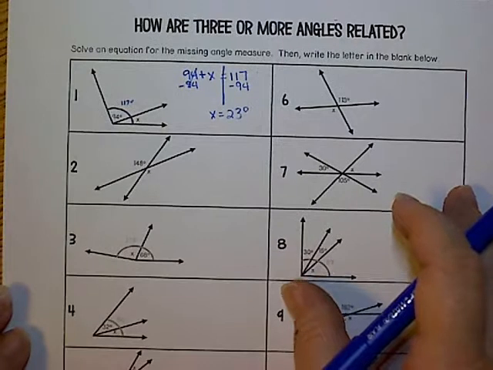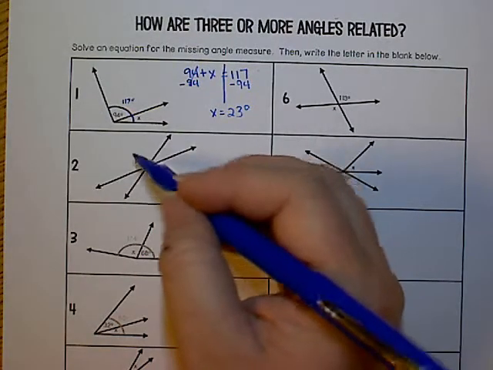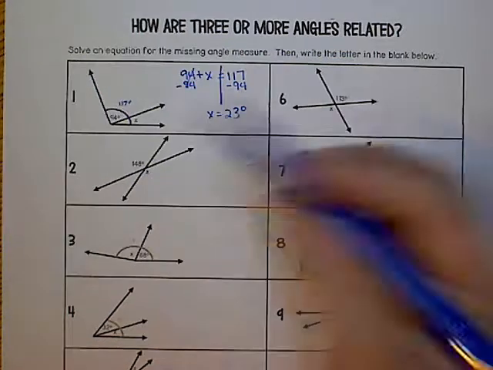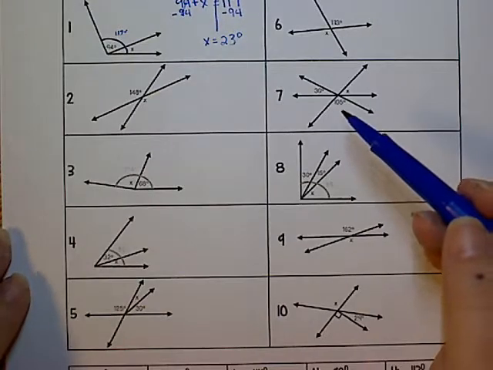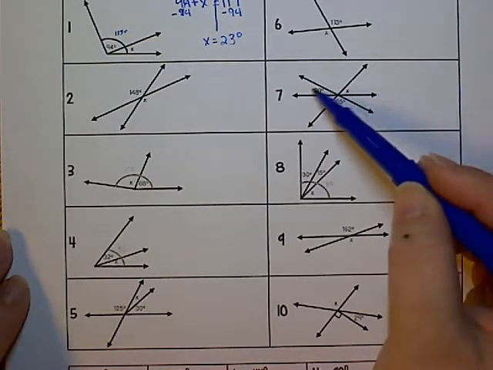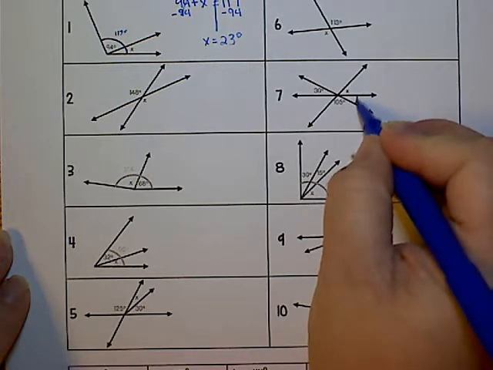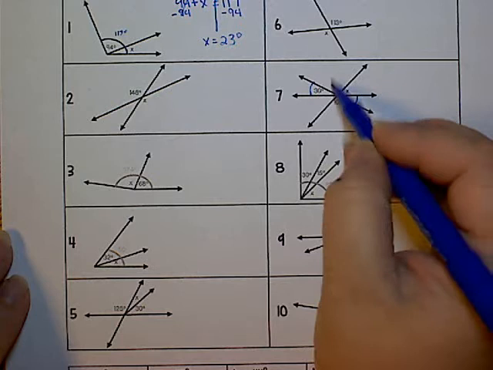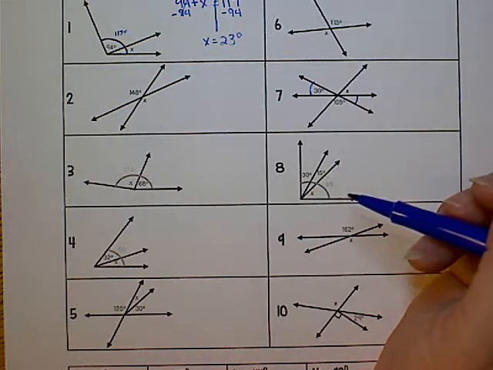Number 2, it's the same thing. Now I'm looking at the relationships and I know that these are vertical angles. These are vertical angles. I know that this is not a vertical angle, but I know this and this are vertical angles. So then I could figure out the 180 from there. This is a vertical angle, so I could also work from there. It's in how you see it.